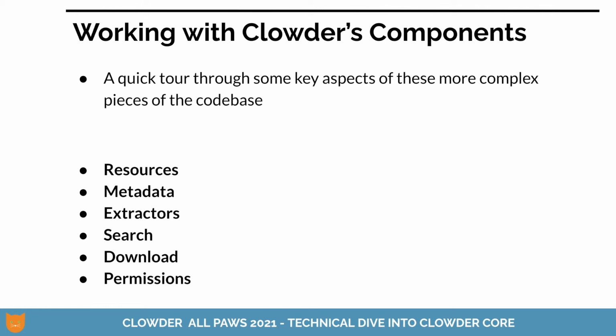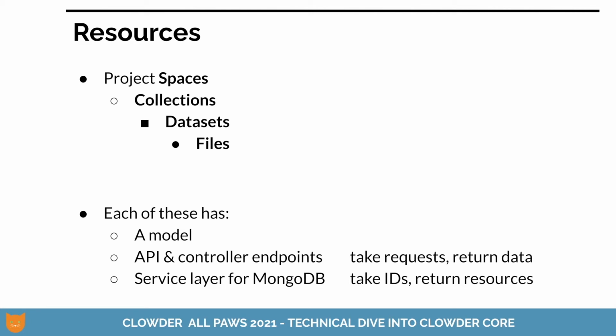So now that you've got a basic background on what those types of resources are, let's run through a quick tour of some of the more specific examples of working with resources, metadata, and these other things in the Clowder code. I've used this term resources a few times to refer to nebulous aspects of the Clowder application, so here I'll be a little bit more specific.